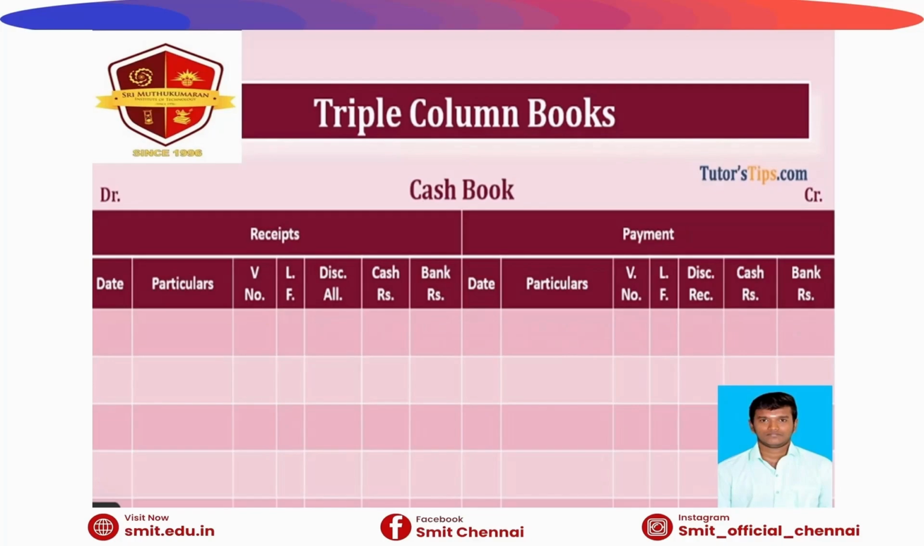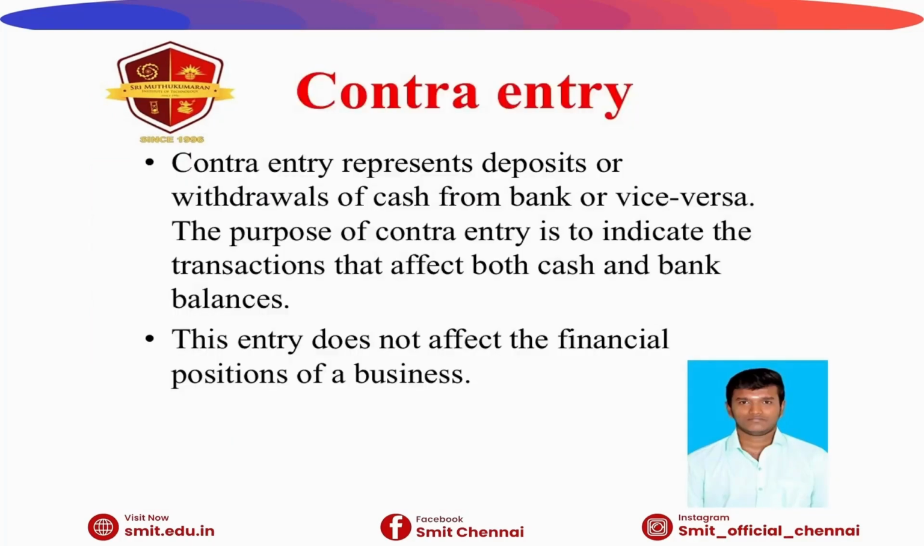Where debit side, receipt side, which means income side, there is a discount allowed, cash, bank account column, and payment side, credit side, discount received, cash, and bank column. This is the format for the triple column cash book. And then contra entry.